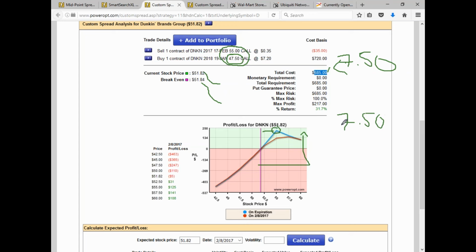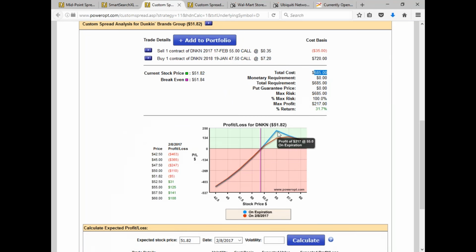Well, that's okay. You still have a profit, right? You'd have a profit of 65 cents. Okay, so if that's the profit, how are you seeing a max profit here of 217? Well, it's because of the way the options work.